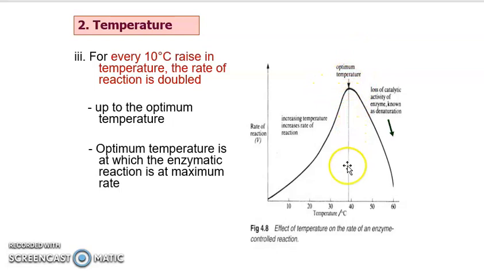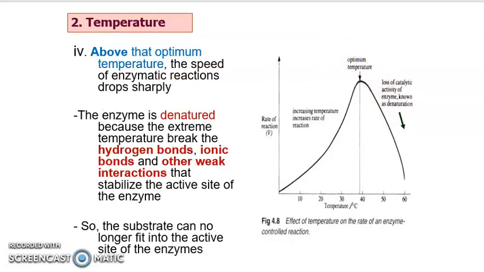So if you look at here, optimum temperature is around 37 degrees Celsius to 40. So what happened here? Optimum temperature is at which the enzymatic reaction is at maximum. So kalau awak tengok dekat sini, this is the indicator that the rate of the reaction is maximum. So dekat mana? Yang ni kita katakan sebagai optimum temperature.